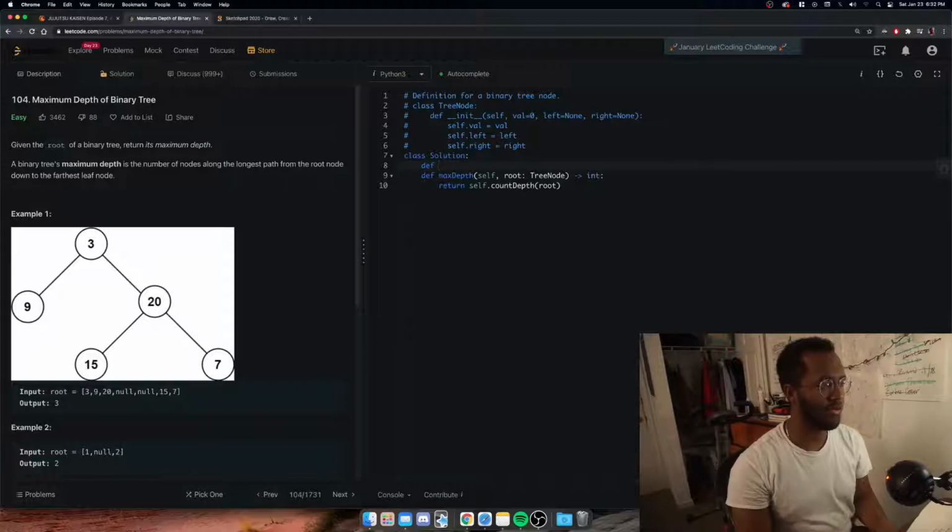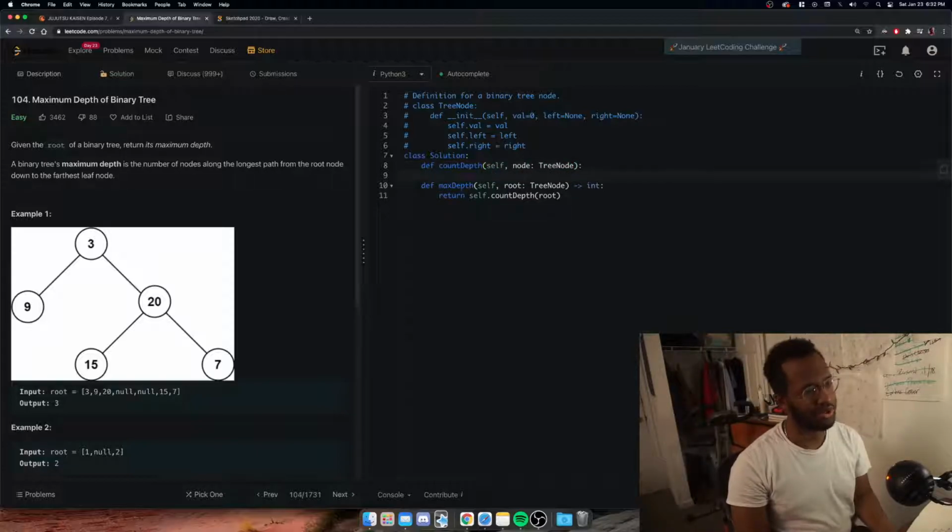Okay, and then we'll write the function here. Count depth, we'll pass in that, and we'll just call it node, which is just a general node that we're going to pass in. And you can see that for self, we're passing in root, right? So let's handle the base case.